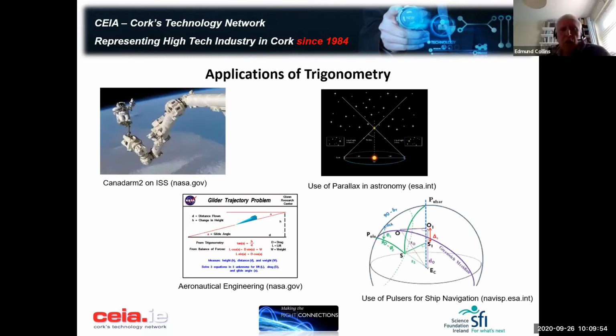So what are the applications of trigonometry? Well, they vary quite a bit. We start with the first photo there in the top left-hand side. You can see a photo from the International Space Station. It's Canadarm2. The first Canadarm was developed for the space shuttle. It's used to deploy satellites in space, also for spacewalks and so on. So you see the astronaut there on the Canadarm2 on a spacewalk. There are various joints on the arm and so on.